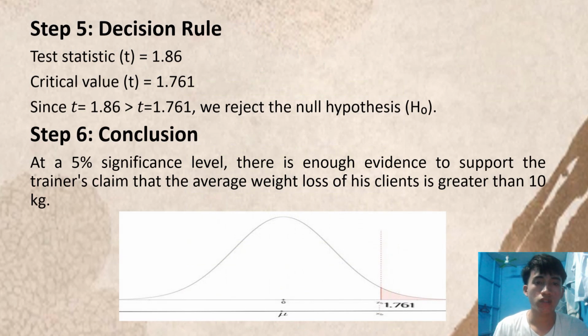Step 5. Decision rule. The test statistic is equal to 1.86 and the critical value is equal to 1.761. Since 1.86 is greater than 1.761, we reject the null hypothesis. Step 6. Conclusion. At a 5% significance level, there is enough evidence to support the trainer's claim that the average weight loss of his clients is greater than 10 kg.